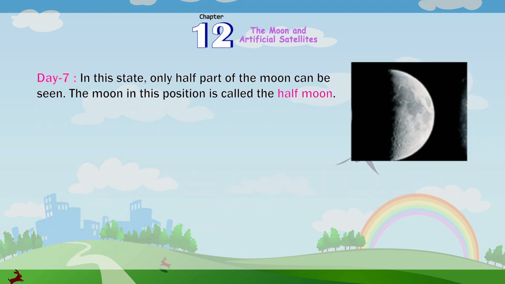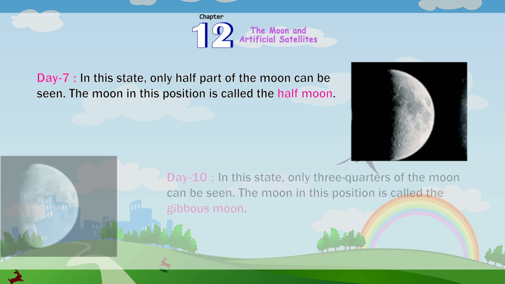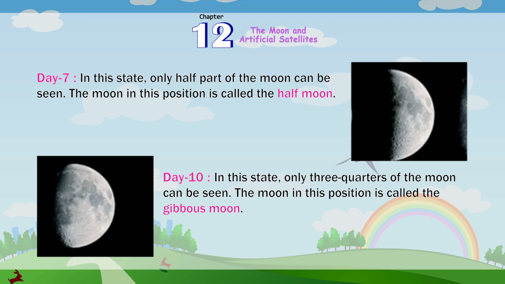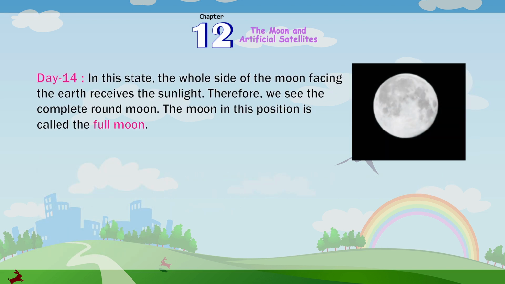Day 7. In this state, only half part of the moon can be seen. The moon in this position is called the half moon. Day 10. In this state, only three-quarters of the moon can be seen. The moon in this position is called the gibbous moon. Day 14. In this state, the whole side of the moon facing the earth receives the sunlight. Therefore, we see a complete round moon. The moon in this position is called the full moon.